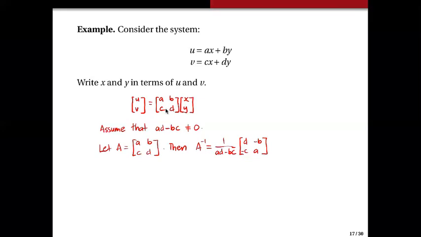Or if we put this scalar inside, we will have the following. You have D over AD minus BC, and then minus B over AD minus BC, minus C over AD minus BC, and then A over AD minus BC. Following?